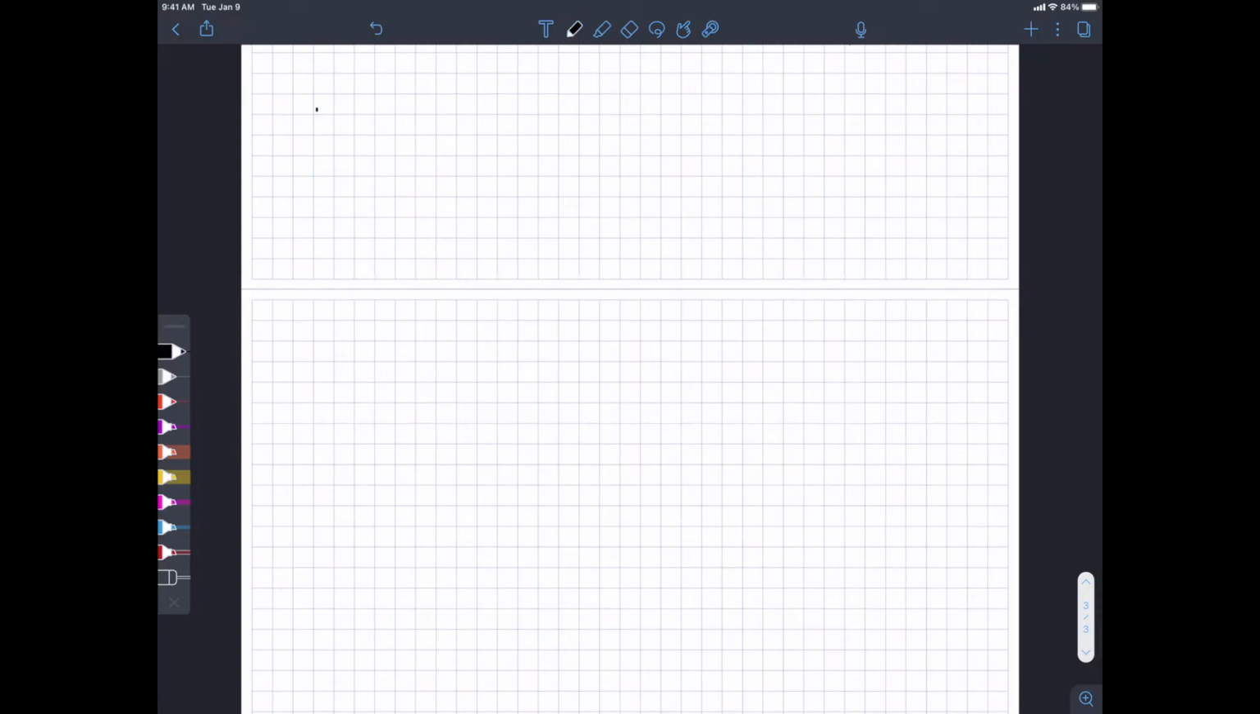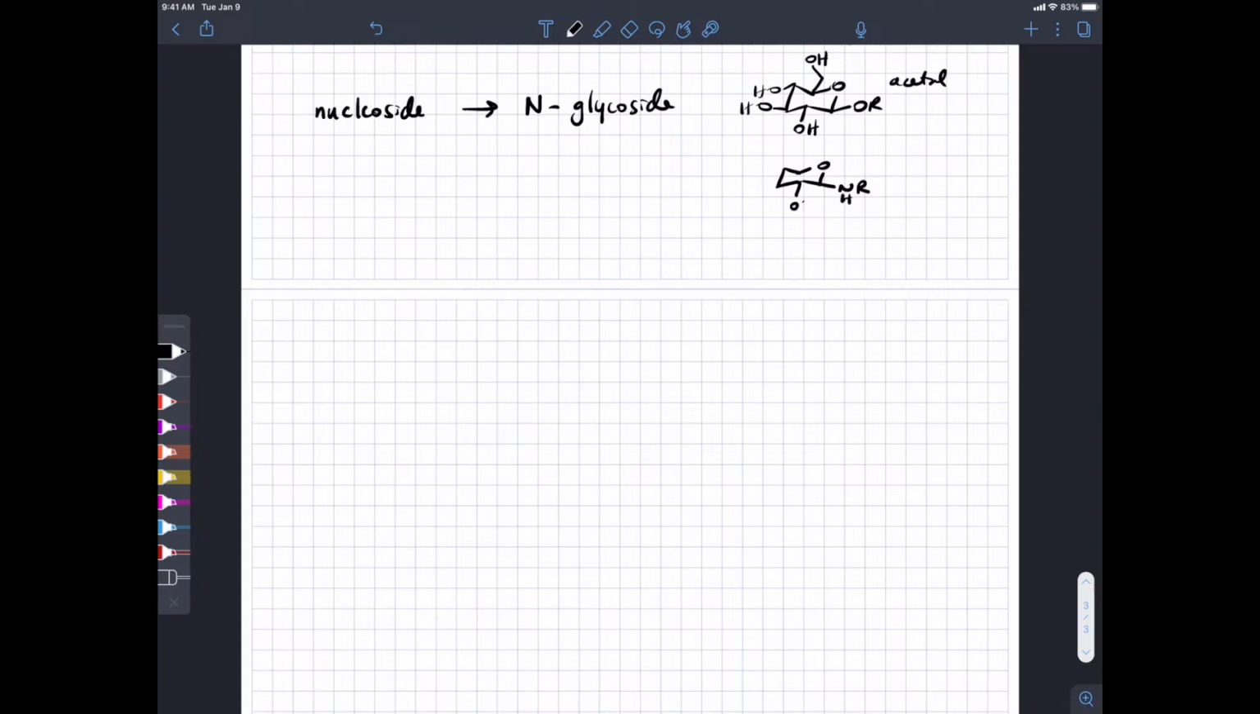So let's talk about what a nucleoside is. A nucleoside is an N-glycoside. Recall that a glycoside is where you have a sugar, and then instead of having a hemiacetal at the anomeric carbon, you have an alcohol at the anomeric carbon such that you now have an acetal. If that were, instead of being an OR group, an NHR group, or some other kind of nitrogen, we would call that an N-glycoside.